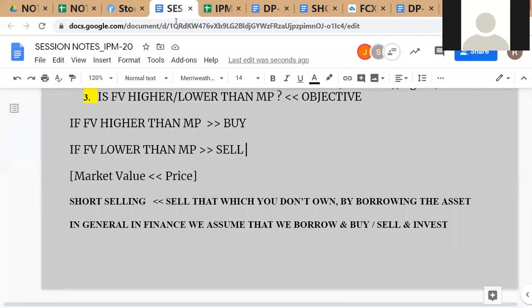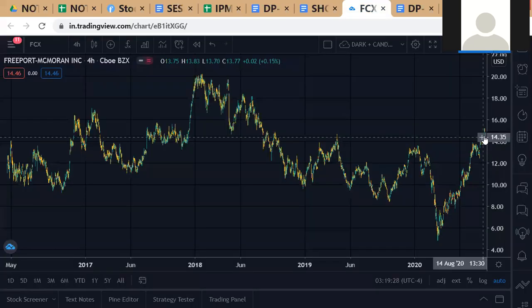To answer Harsh's question, on the way you sell something which you don't own, you can see the tutorial on the Interactive Brokers website. I'll share it with you guys. In short selling, you borrow the shares. So if I want to short sell FCX, I will borrow the shares, because when I sell it, I have to deliver it within 2 or 3 days.